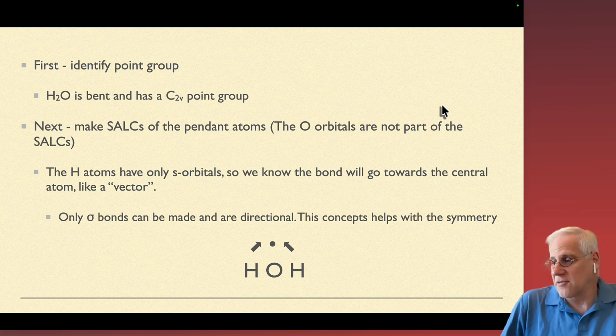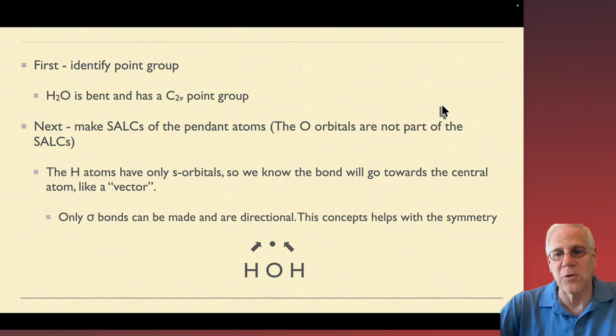So here we have something like this. We have our hydrogen here. You can think of it as moving this way towards the oxygen, and this one going this way towards the oxygen. Again, we don't care too much about it being a vector. We're not going to do any kind of vector operation on it, but it helps us with the symmetry and the concept of symmetry.